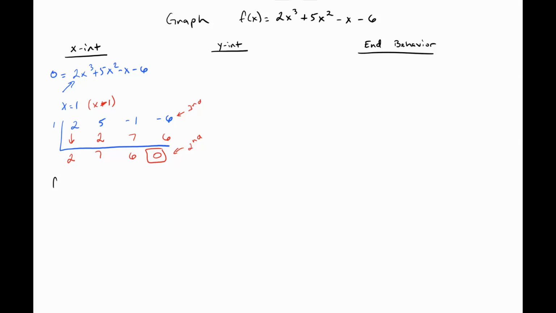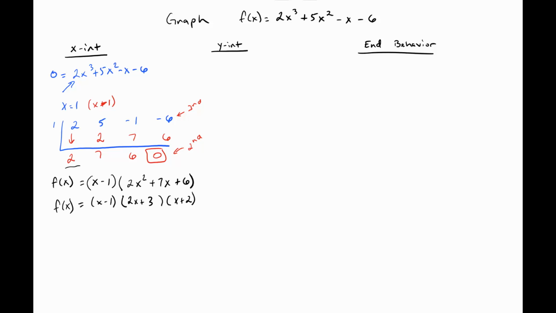So I can rewrite my function here. f of x is just equal to x minus 1, that factor I just found, and then here I have 2x squared plus 7x plus 6. I know that I can then factor this next piece here into 2x plus 3 times x plus 2.